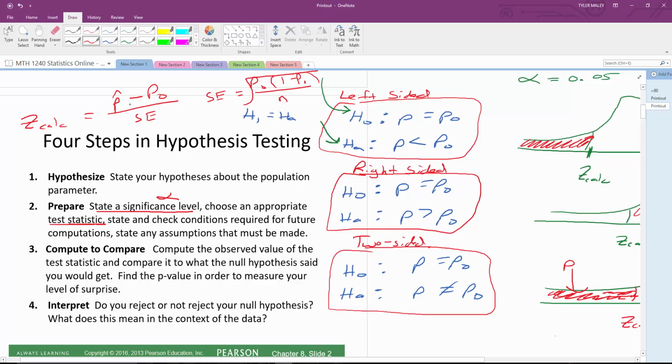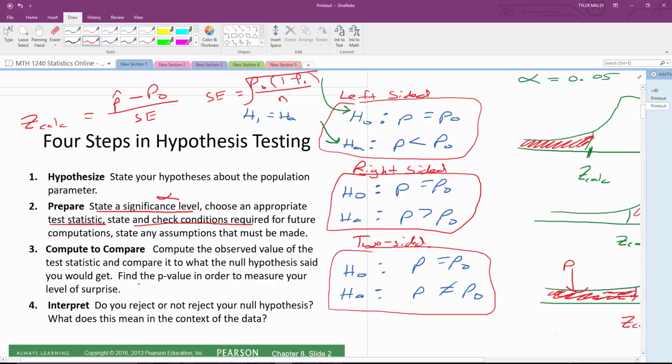So these are two formulas we went over last section. We take our observed value minus our null value and divide by the standard error. That's the general idea. And then we also want to check some conditions to make sure that this makes sense, because if we don't believe that we have a normal distribution, then it doesn't make sense to proceed further. So we need to check those conditions in the book, and they're on the next slide.